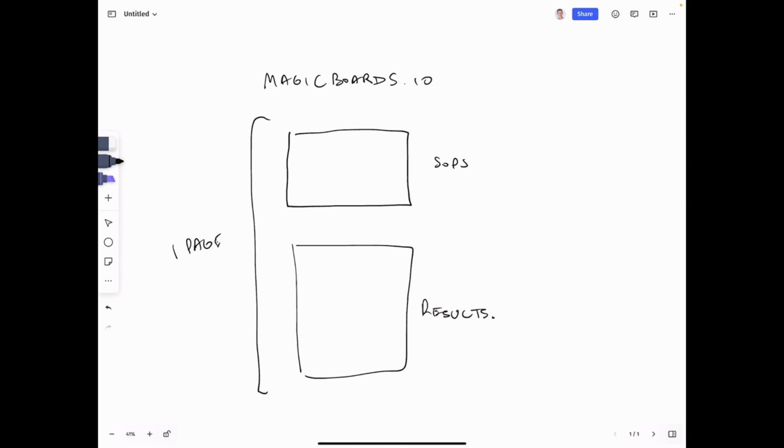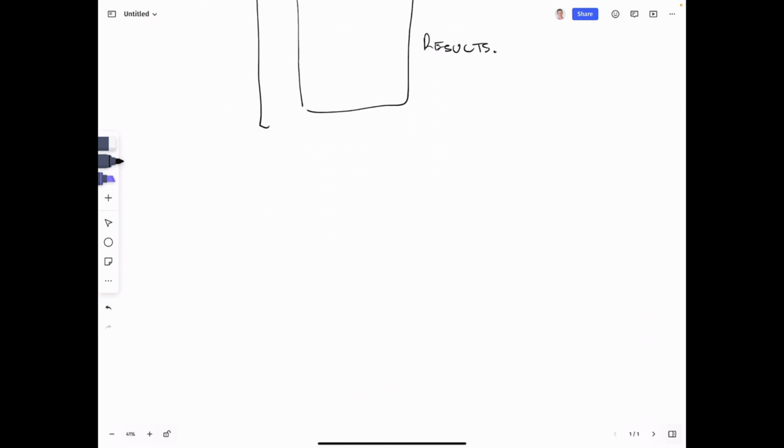Now, this has some limitations. It's constrained. You can't just add in more things, but it does one thing very well, which is put the instructions with the results so that it makes it easier to use the instructions and not make errors in our production.